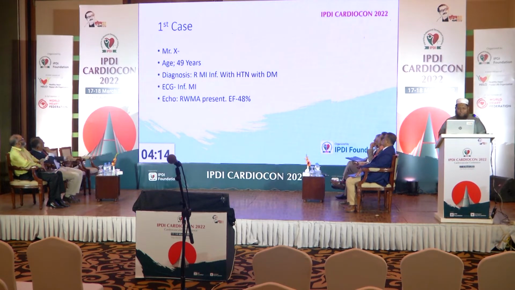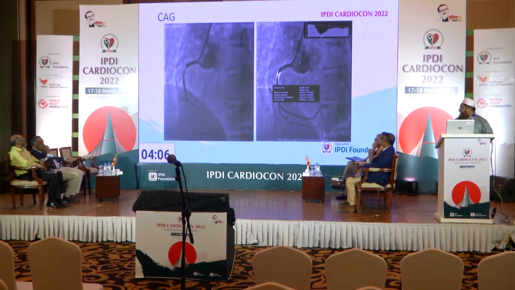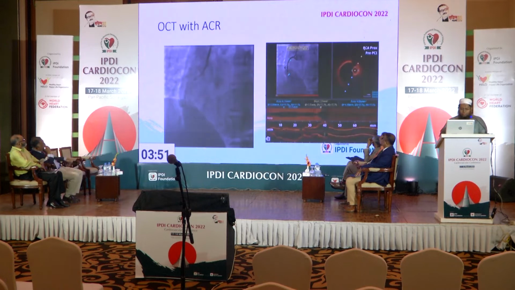My first case, Mr. AX, 49 years old, recent MI, inferior, with hypertension and diabetes. ECG showed inferior MI, ejection fraction 48%. This is the angiography. You can appreciate the proximal segment of the RCA has a tight stenosis. We measured with QCA, and this is the length of stenosis from here to here, which shows 20 millimeter. So we did the OCT.